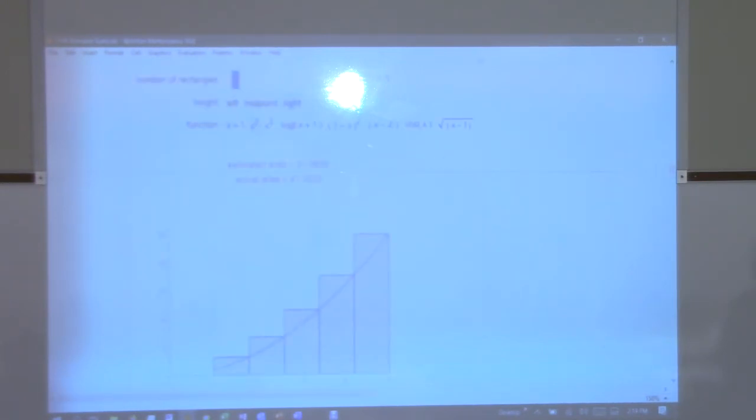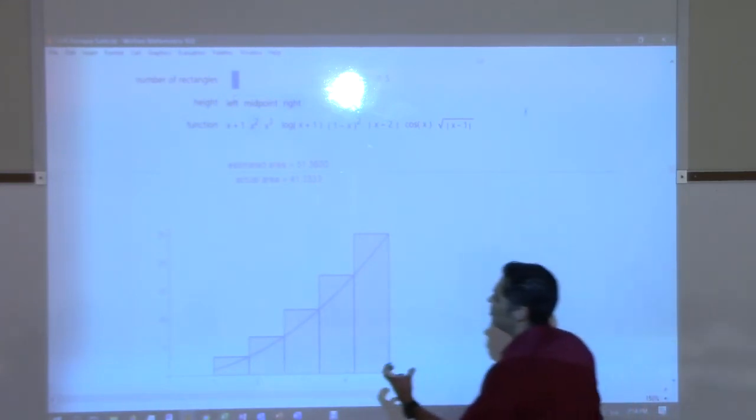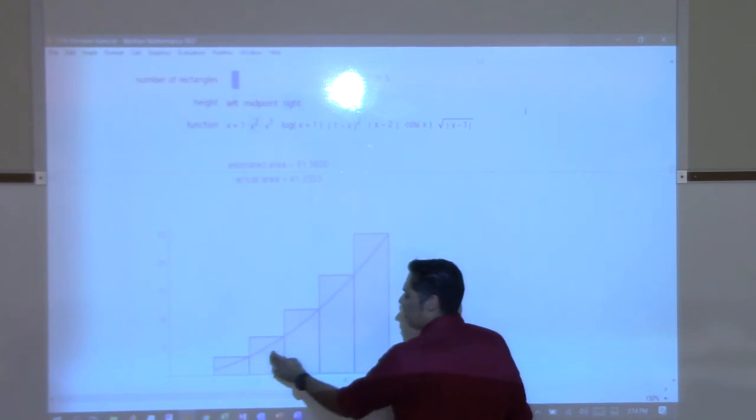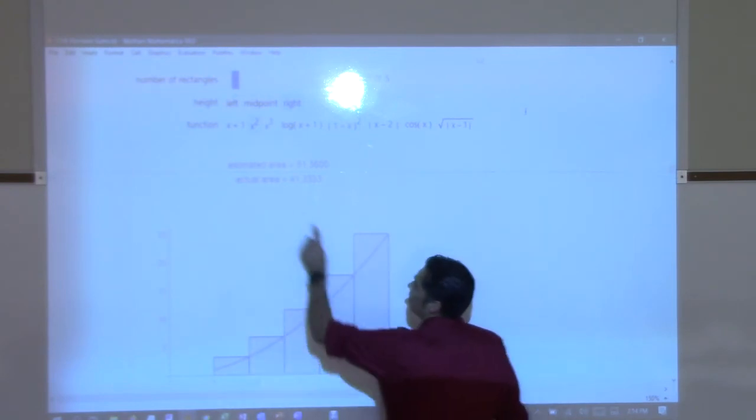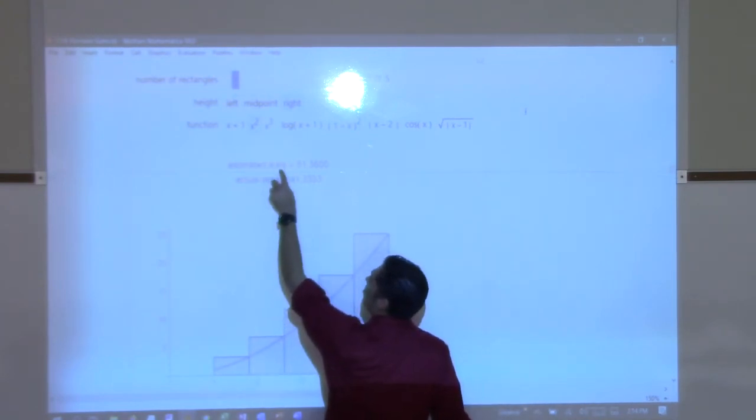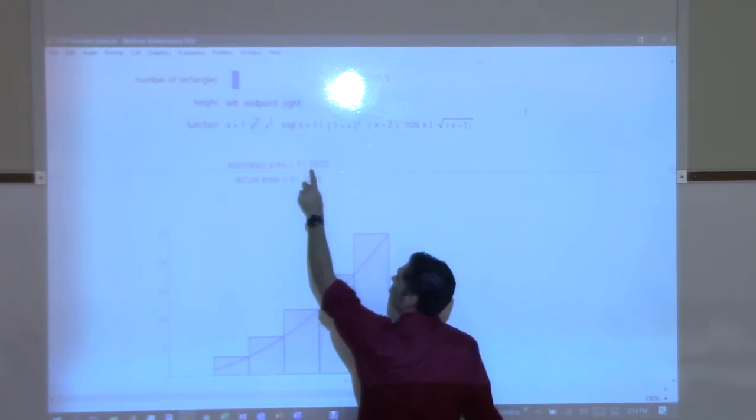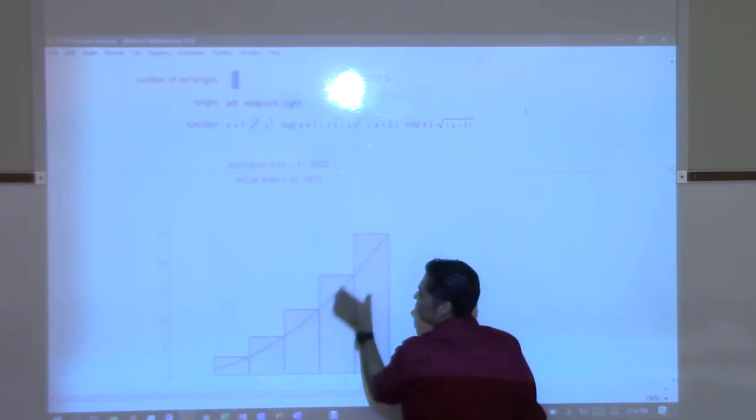Okay, so right now I have 5 rectangles in there. And you can see I'm having the computer do this for me. It's adding up the areas of these rectangles, and it's giving me the estimated area. So the computer is saying right now I'm estimating that area with the rectangles to be 51.36.